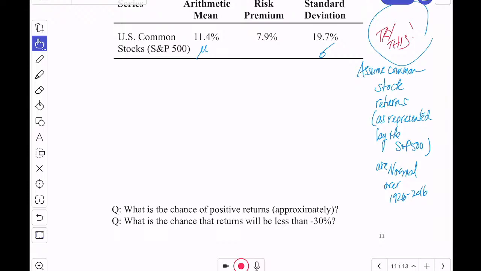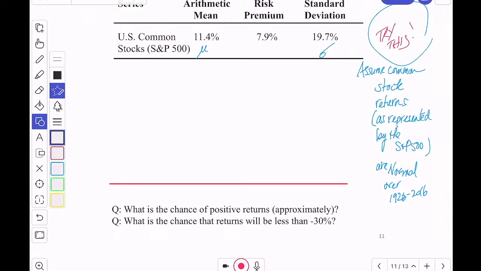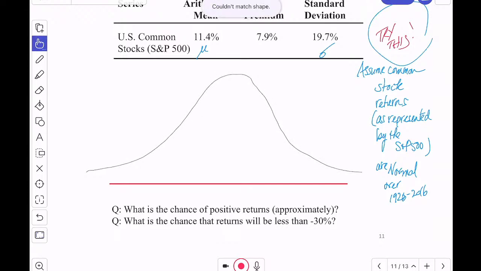Did you do it? So what you have to do is make a normal distribution curve that has a center of 11.4, and then within one standard deviation, that's supposed to be one standard deviation.